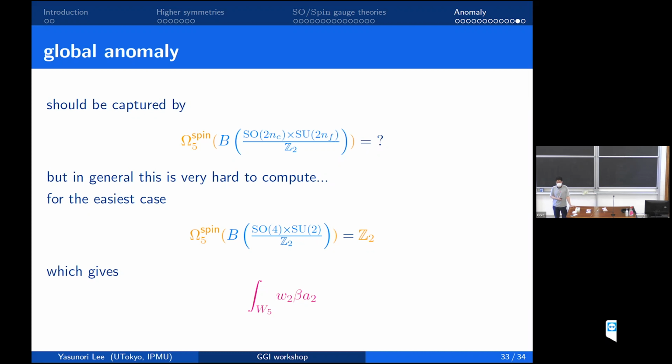Now that we are speaking about this, what is beta? Okay, beta is an operation which takes a cohomology class of degree 2 to a cohomology class of degree 3. If you want to name it, it's called the Bockstein operator. The Bockstein. Yes. Okay, thank you.